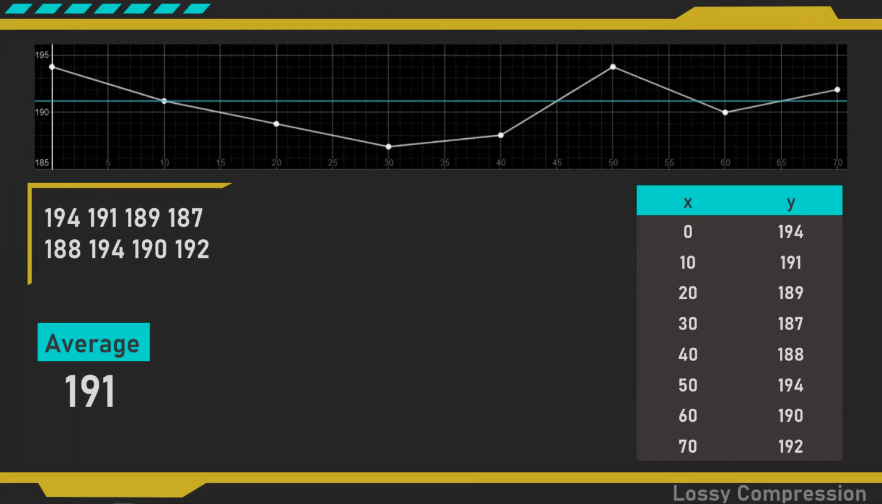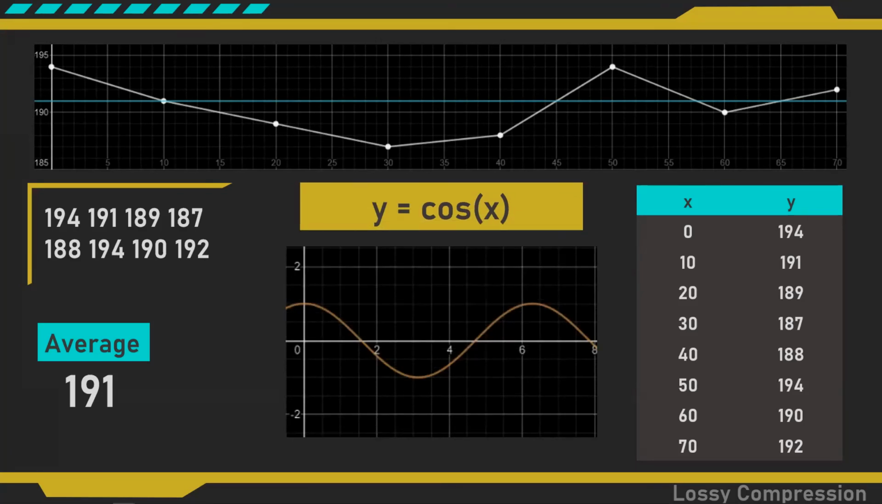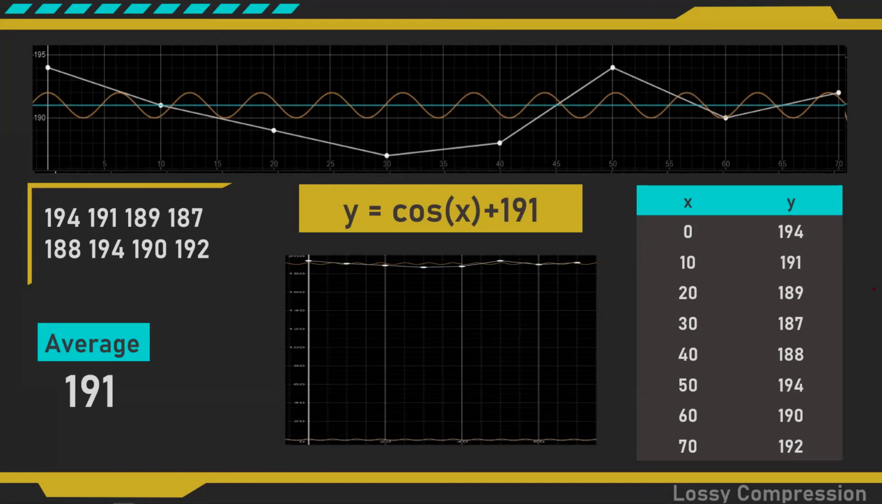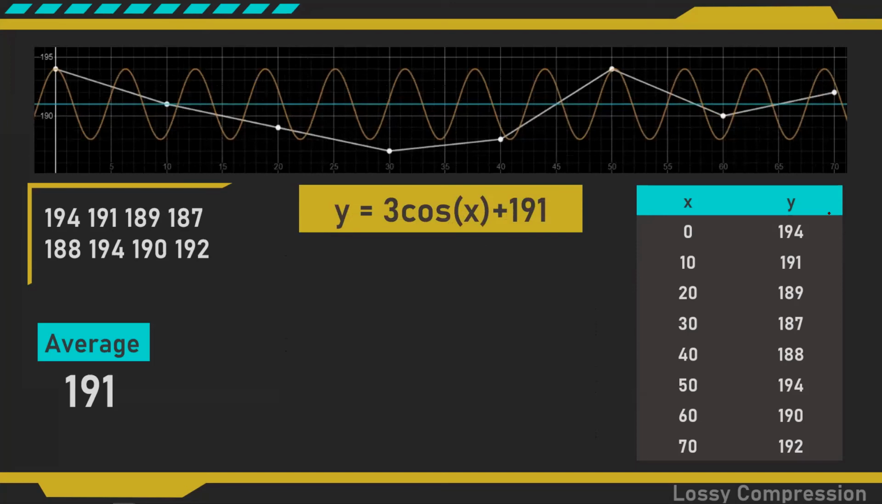We can now proceed with the cosine function. Recall that this is what the basic cosine function looks like. After we construct our cosine wave, we can then raise it to where our values lie. And we do that by adding the average to the vertical shift of our cosine function. We can manipulate our cosine function further to match our points. And here, since the average difference of our points is 3, we can add 3 to the amplitude.